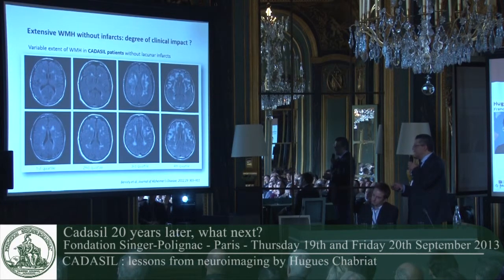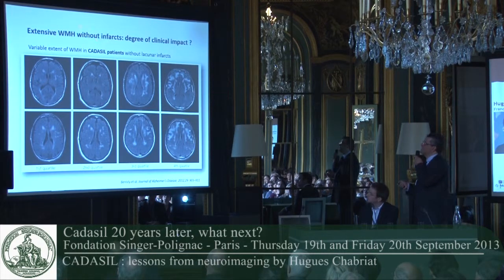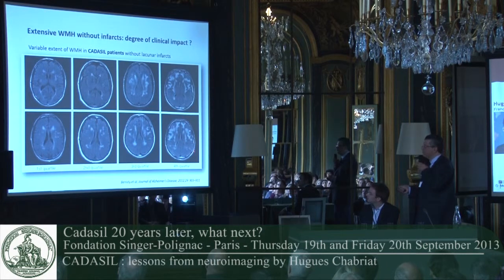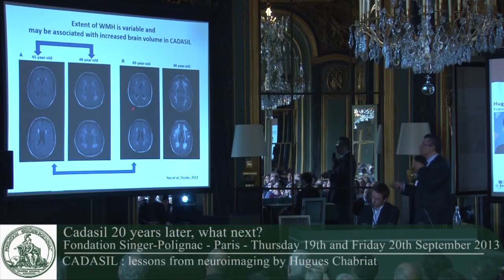We did that with colleagues from the German group over several years to obtain original data. The first thing I would say is that extensive white matter hyperintensities without infarcts can be observed in a significant proportion of patients. Sometimes white matter lesions can be very diffuse without any infarction in the brain. And what we observed is that this was also not completely related to age.